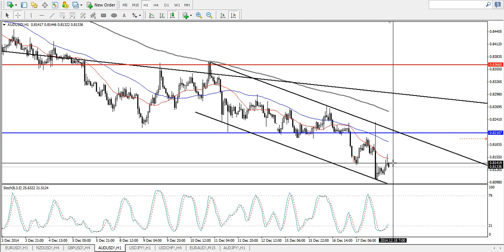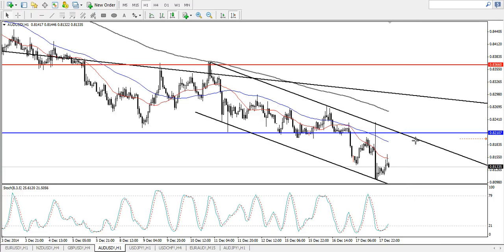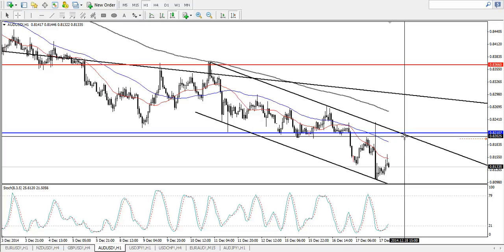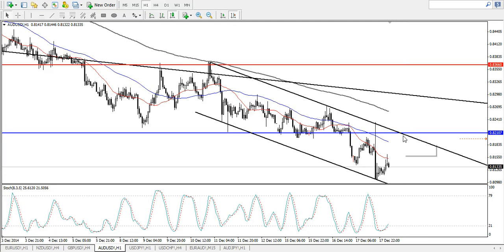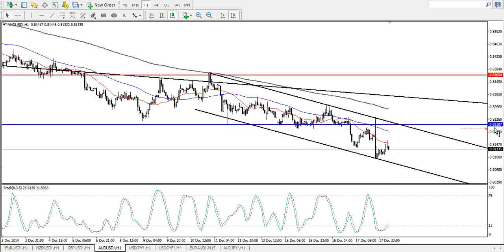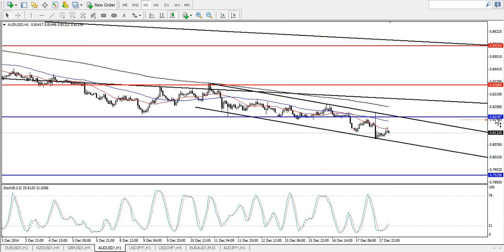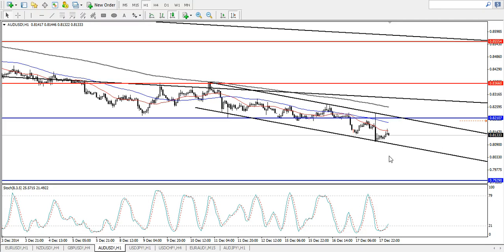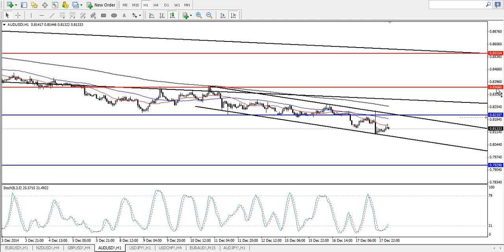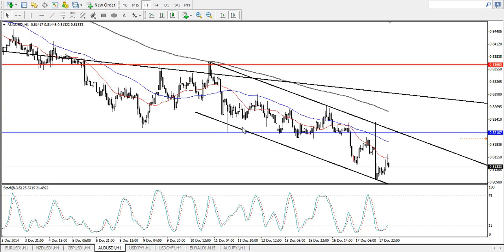Right, but the best price to really wait for is at the price of 0.8200, whereby it is also at the top of the falling trend channel. Right, so we are expecting price to fall all the way to the price of 0.7929, the second exhaustion level based on the weekly chart.